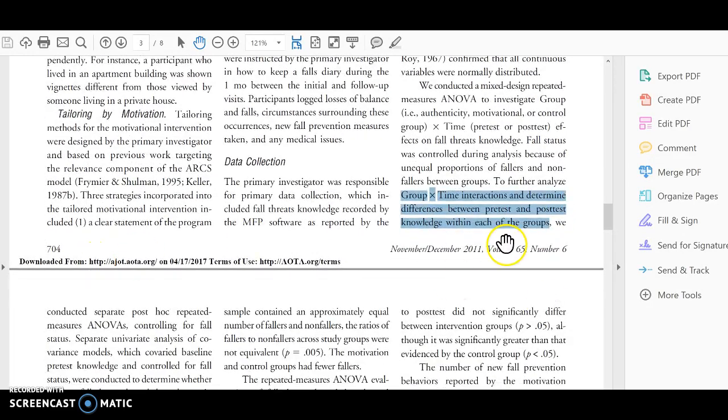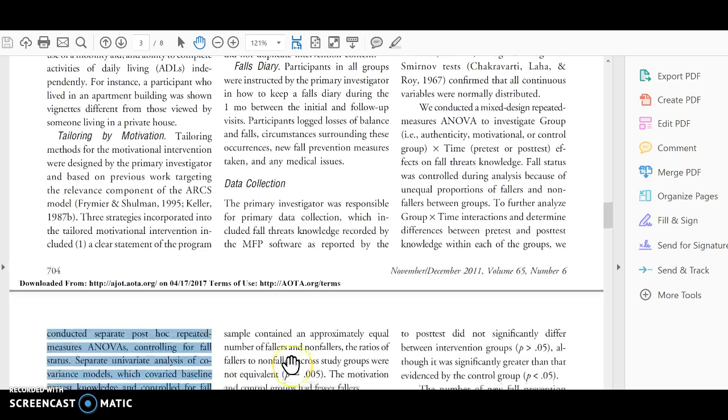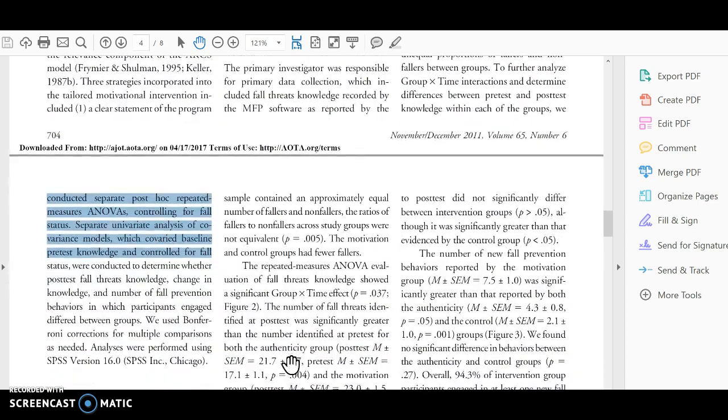They also conducted, I'm down to page 705, separate post hoc repeated measures ANOVAs, controlling for fall status. Then they also completed analysis of covariance, which covaried baseline pretest knowledge and controlled for fall status. So as you can see, they use quite a bit of different types of statistics.